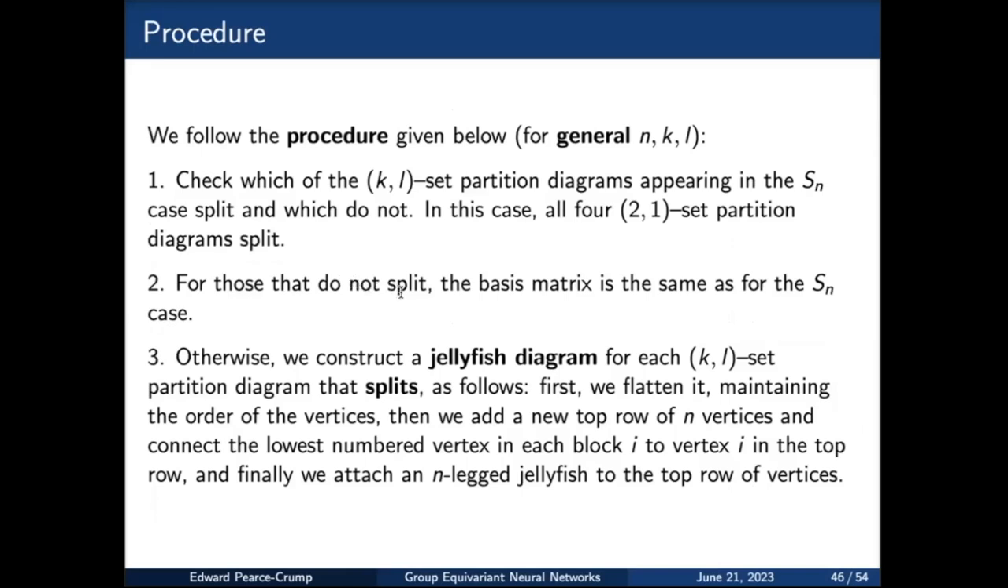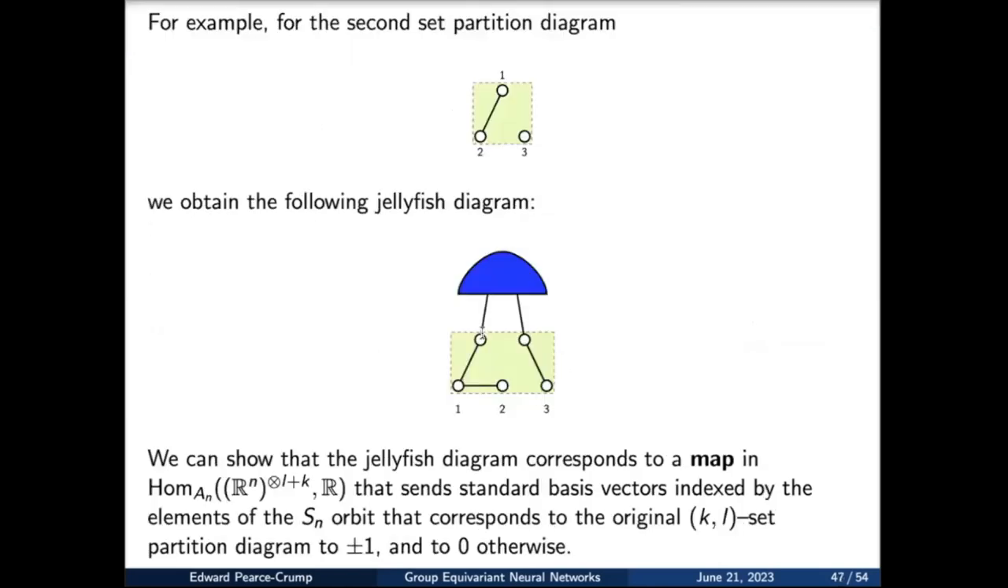Now, if you have one that didn't split, you just find the basis matrix in the same way as for the symmetric group case. But for each one that does split, here's the wording of it, but I think it's better to show you what happens. This is what we do. Take an example set partition that splits. We're going to take this one here, where one and two are paired together in the same block and three in its own block.